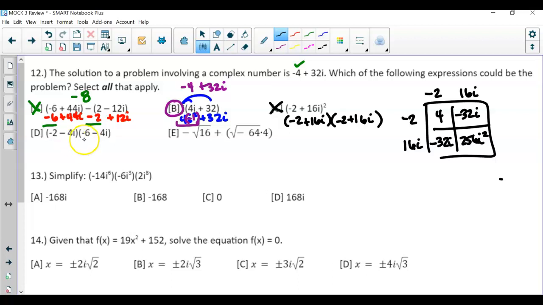Now D is just a good old multiplying two complex numbers. So I can set up and do FOIL, or you can do box here. So I'm going to go ahead and erase this. Oops. Let's try that again. Sorry, let me erase that.